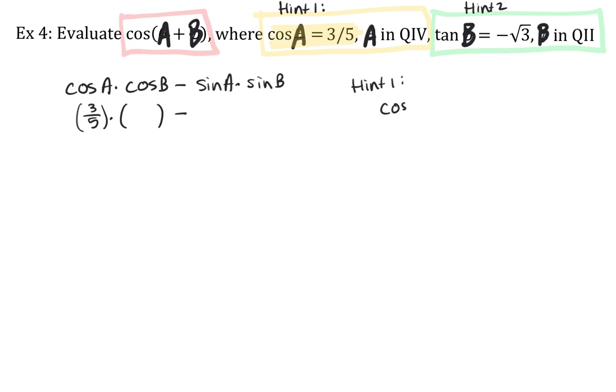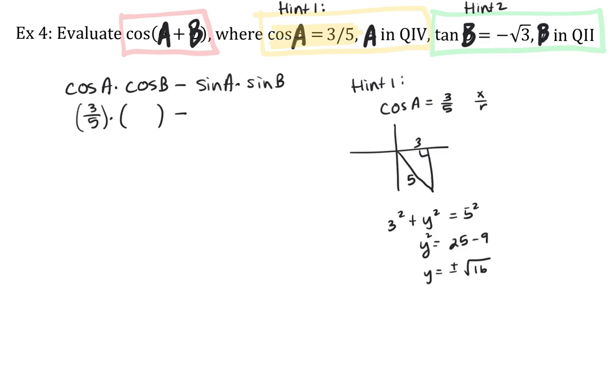Cosine of A is 3/5. And cosine is defined as x over r. And in quadrant 4, if we have an x value of 3 and an r value of 5, we can use the Pythagorean theorem to find y. And because it's given that angle A is in quadrant 4, the y value there needs to be negative. So we end up getting a y value of negative 4.